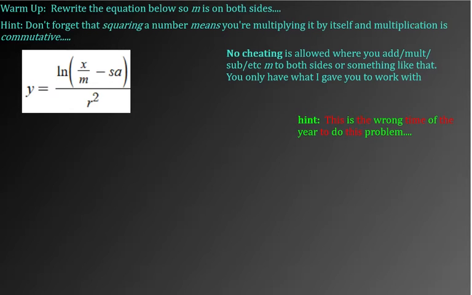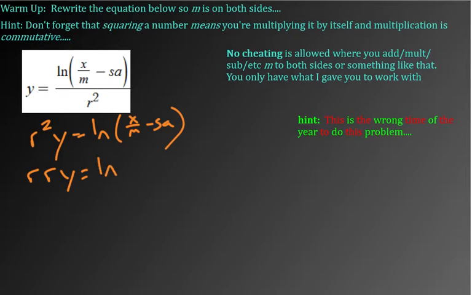I'm going to just get into it now. So first thing I'm going to do is multiply by the denominator of my fraction there, so I can get rid of the fraction. So I have r squared equals natural log of x over m minus sa. And I think I'm also just going to write r squared as r times r. Right. Then I want to get rid of the log, so I'm just going to exponentiate both sides with e. So I'm going to have e to the rry equals x over m minus sa.